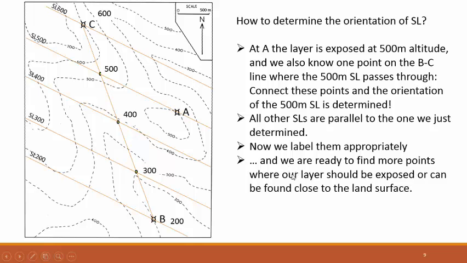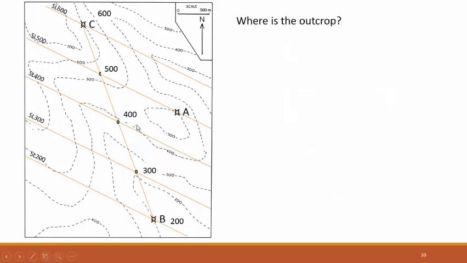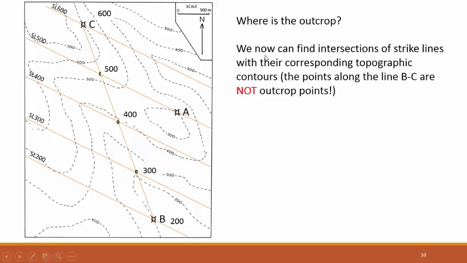Now we are ready to find more points where our layer should be exposed or can be found close to the land surface under a bit of soil or regolith, depending on the exposure situation. Where would the outcrop be? Here comes an important point where many people have made mistakes in the exercises. Many people thought that these points here are also points where the outcrop must lie. This is wrong.